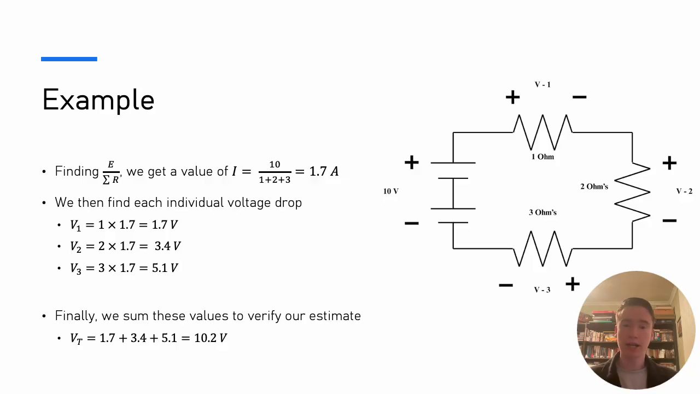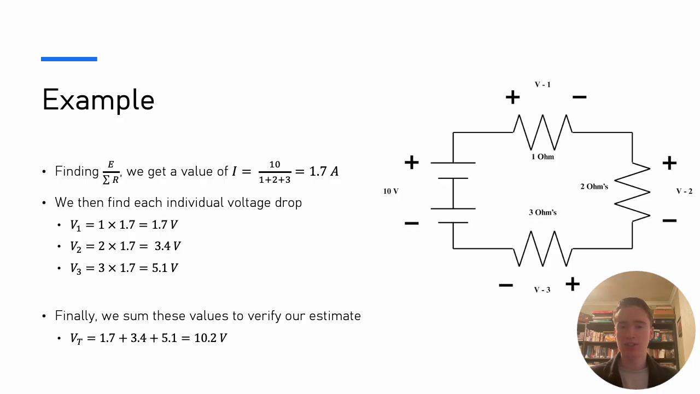Now, moving on to a practical example. If we take the circuit to the right, we first need to calculate the overall current, E over the sum of R. We get 10 over 6, or approximately 1.7 amps. Then, using the VDR formula, we multiply this value for the overall current by the resistors we wish to find.